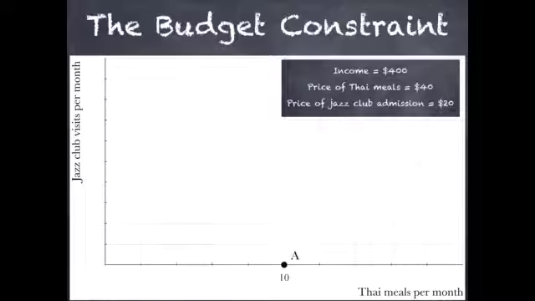So for example, if this individual spends all of their money on Thai meals, they have $400 available to them. The Thai meals cost $40 apiece. That means they can go out for a Thai meal 10 times in any given month.